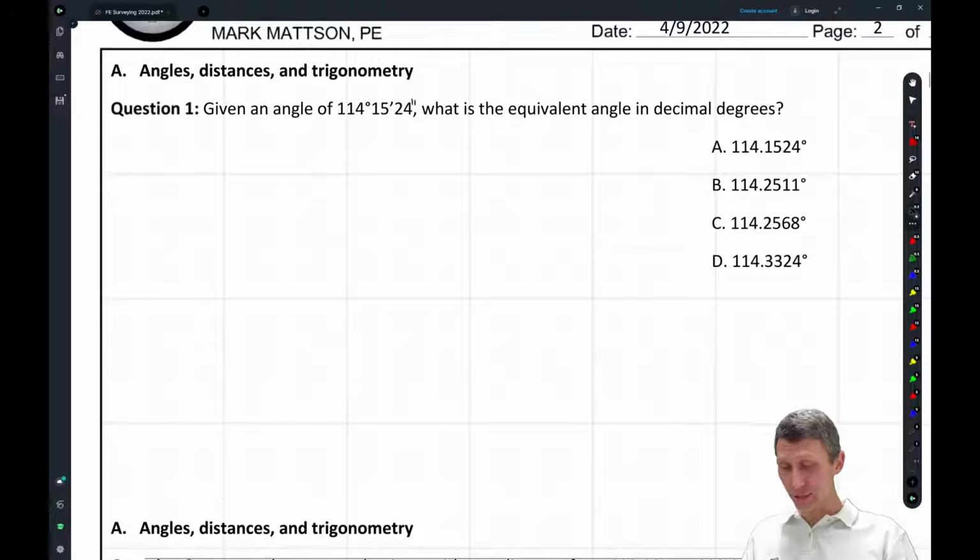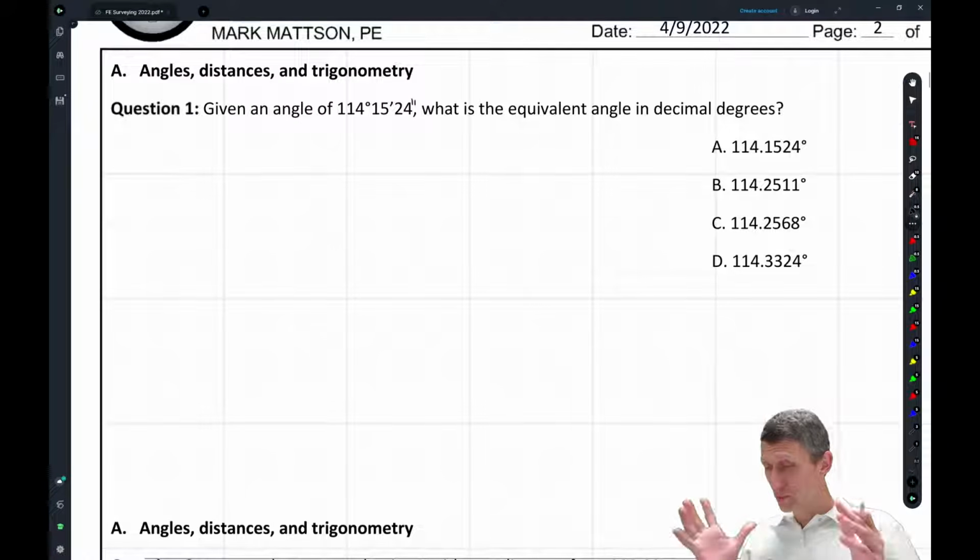On the TI-36X Pro, the one that I use, this is in the calculator, so you can go under the math button. There's a DMS, degrees, minutes, seconds. You can enter this right into that and just hit enter, and it'll tell you what the decimal degrees are. But I also want to go through the conversion here just for fun, because sometimes it's useful to understand the conversion.